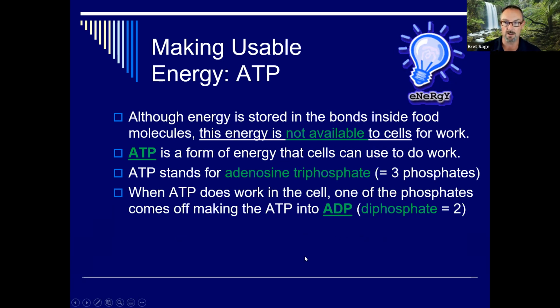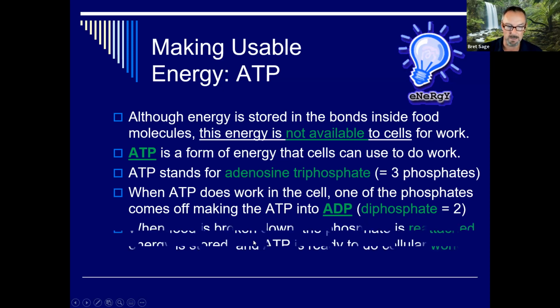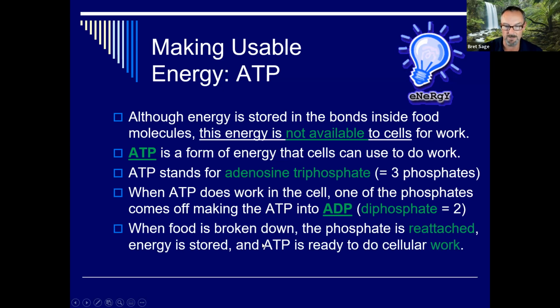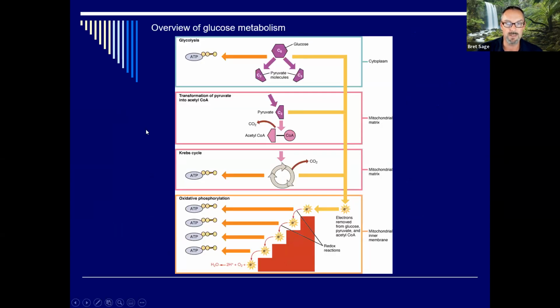And another good analogy of that is that the ATP is like a charged up battery and ADP is a dead battery. So if you want to make a dead battery useful again, you have to add energy to it. In this case, adding another phosphate turns this dead battery, ADP, into the charged up battery, ATP. When food is broken down, the phosphate is reattached, energy is stored, and ATP is ready to do cellular work. So now you've redone it. So this is a figure from your text, and it shows ATP being the byproduct of the breakdown of glucose.